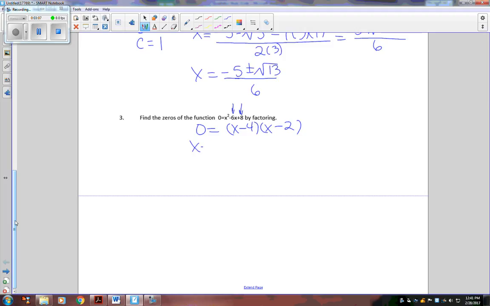Now set each of those factors equal to 0 and solve. So you're going to add 4 to each side. So x is 4. Add 2 to each side, and x is 2. Okay, pause the video.